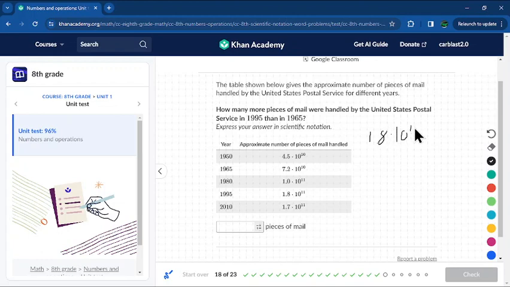which is 18 with 10 zeros at the end. And then we have 1965, which is 72 with 9 zeros at the end. Oh, this is a mess. Did I even do this right? Okay, like this. 9 zeros at the end.